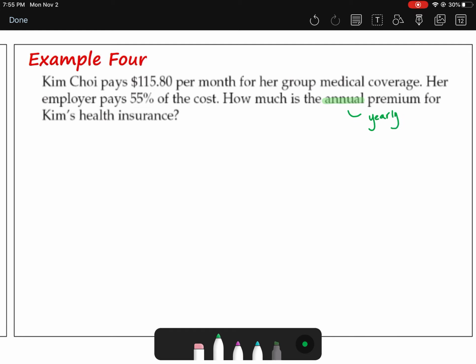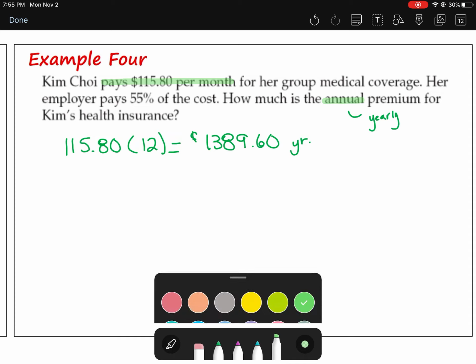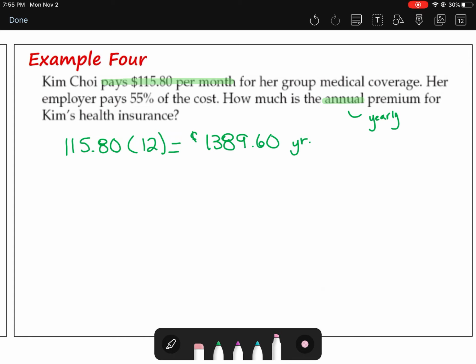Okay, well, I know Kim pays $115.80 per month, so if I want to figure out how much she pays for a year, I'm going to take 115.8 and times that by 12. So when I do that, I get 1389.6. Again, that is for the year. Okay, next thing I'm going to look at is what the cost is. So her employer pays 55%. If her employer pays 55%, then I know Kim pays 45%.